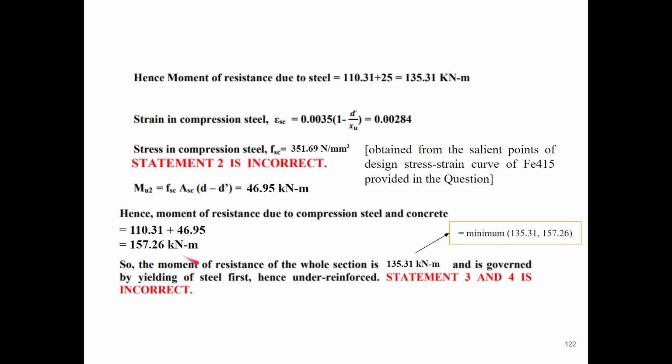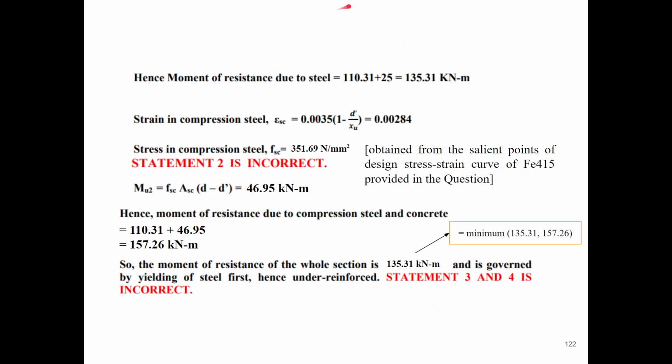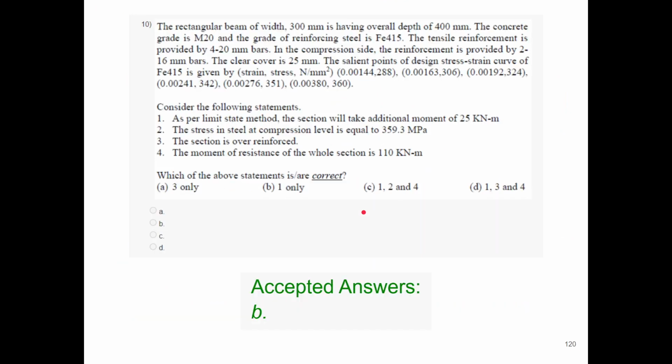Because for steel failure it was 135.31, and for concrete failure it is 157.26, that means it will fail in tension. So it is under reinforced. It is governed by yielding of steel first, so under reinforced. So statement 3 is incorrect.